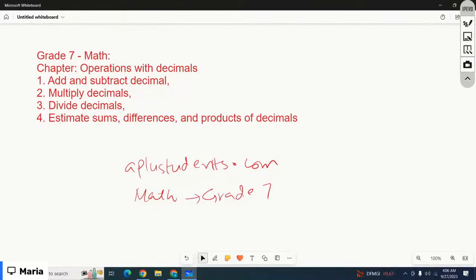We're going to start with the chapter operations with decimals, and the lessons we're going to cover today are add and subtract decimals, multiply decimals, divide decimals, and estimate sums, differences, and products of decimals. So what are decimals? What do you know about decimals?